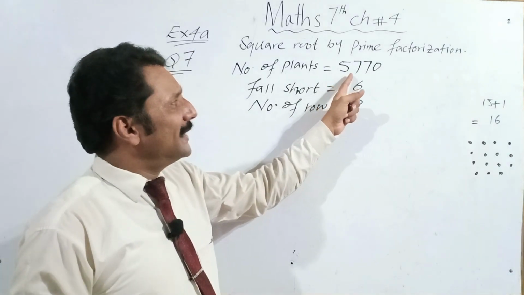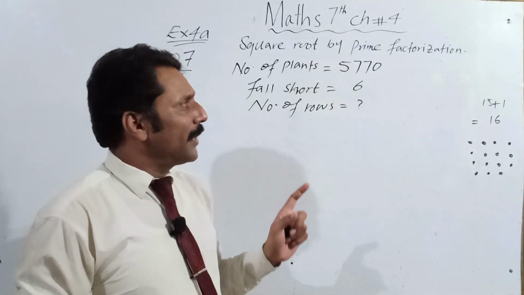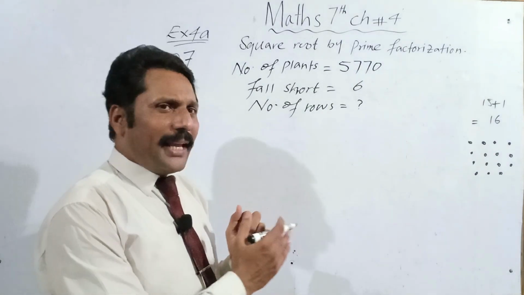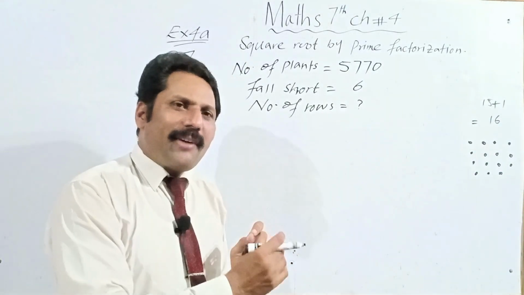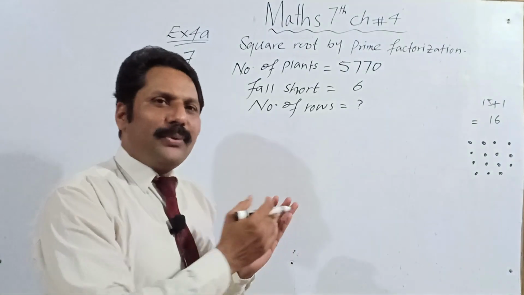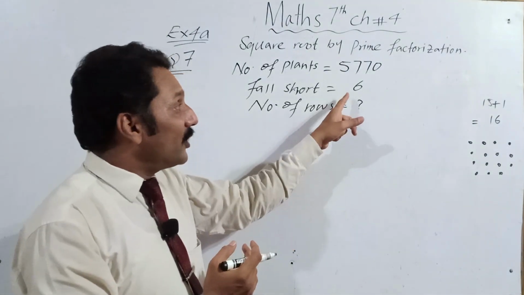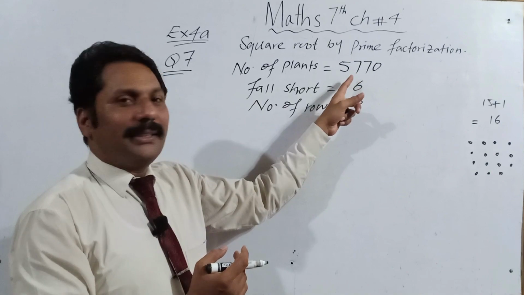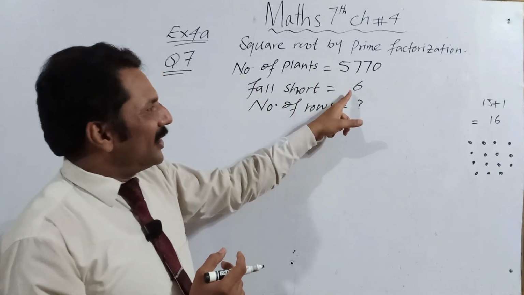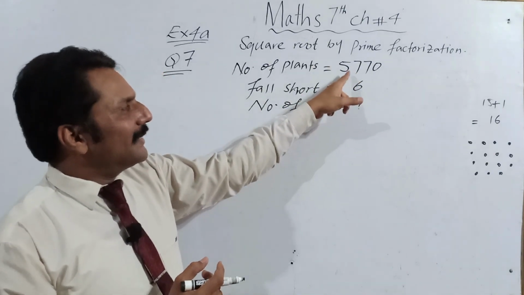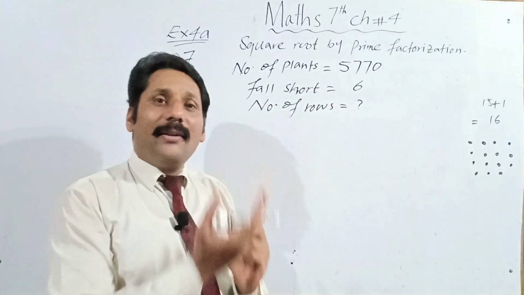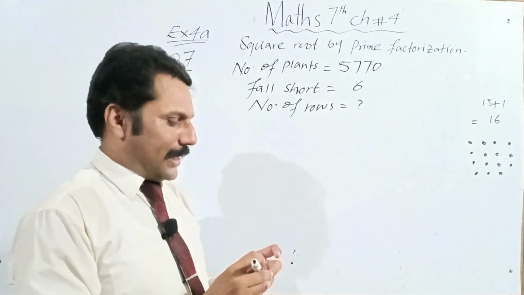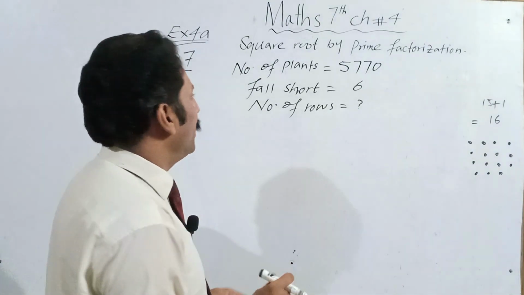He has 5770 plants and he wants to arrange these plants in the rows so that the number of plants in each row is equal to the number of rows. But he falls short 6 plants. What will we do? First of all, we will add this 6 in 5770 and then we will find the square root of that answer. Okay, let's do it.